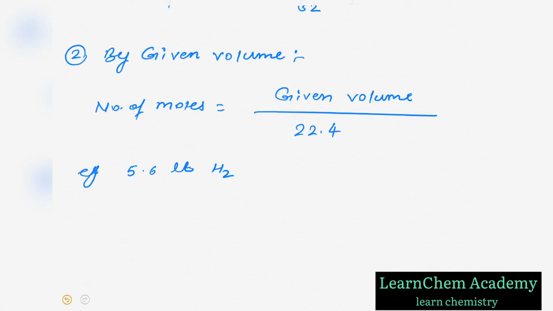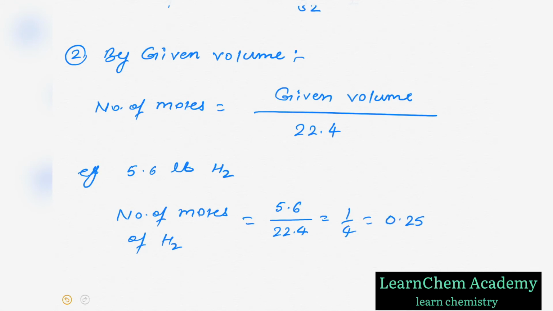So we can write number of moles of hydrogen, that will be equals to, given volume is 5.6 liter, which is divided by 22.4, so we will get 1 by 4, or it will be 0.25 mole.